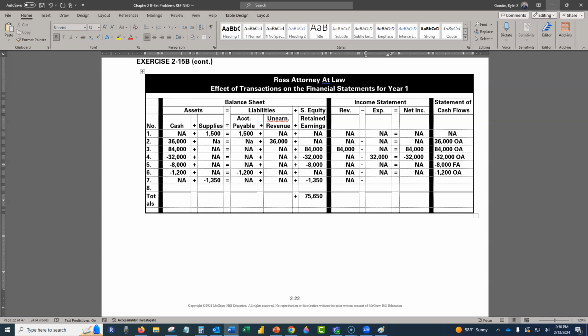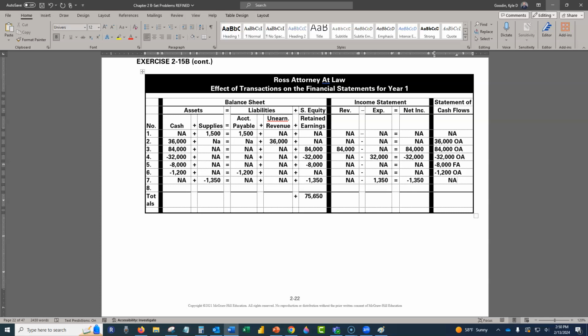Remember, we recognize expenses when we use resources. Okay? So we used those supplies. We used $1,350 worth of supplies. That becomes an increase of $1,350 to an expense, which gives us a net loss in that transaction of negative $1,350. Is there a cash outflow here? No, absolutely not. No cash outflow.